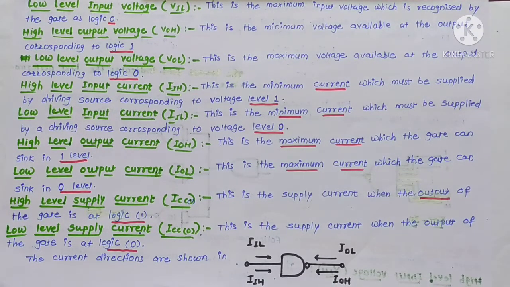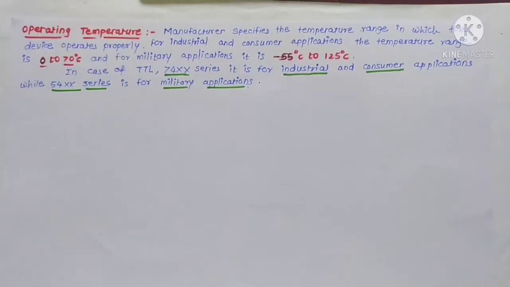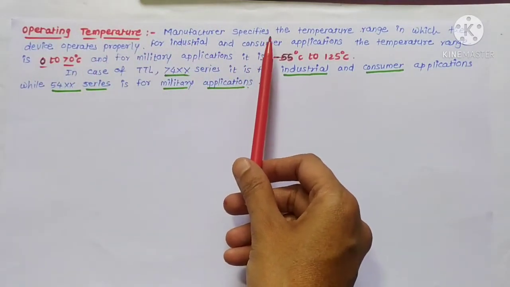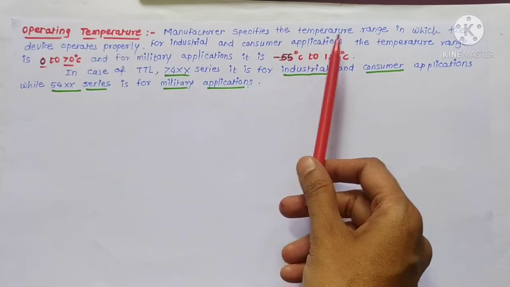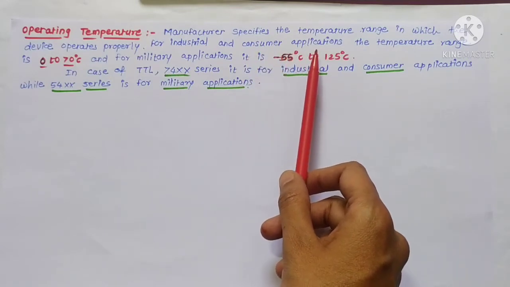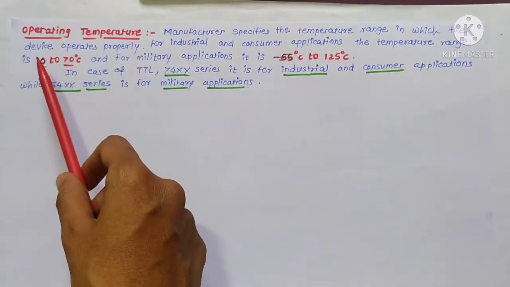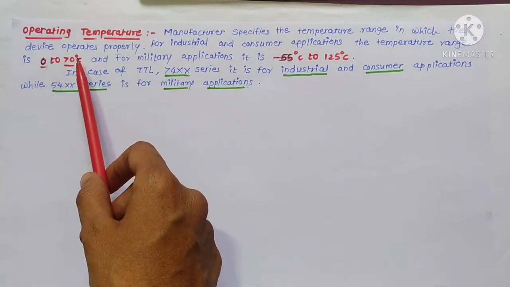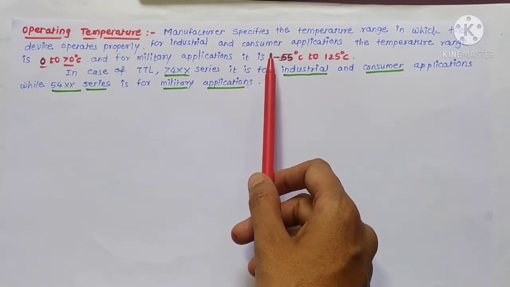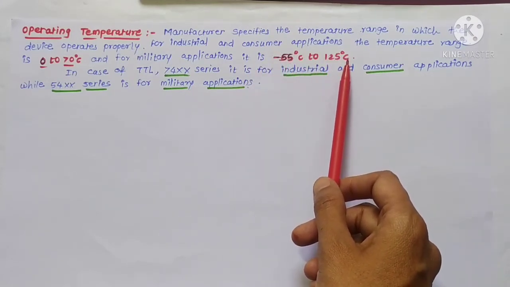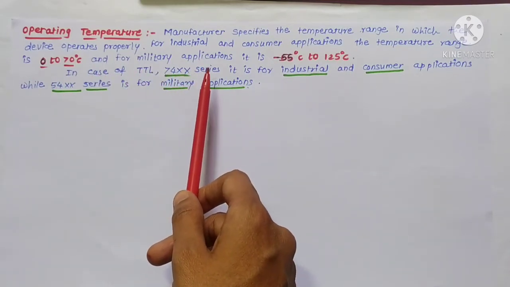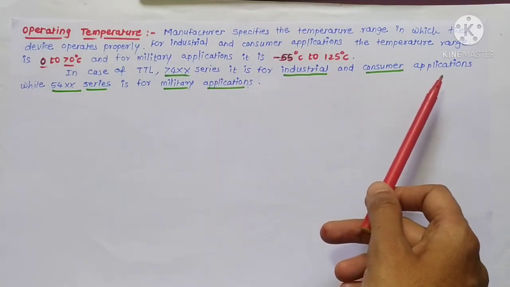Now let us see the last characteristics, operating temperature. Manufacturer specifies the temperature range in which the device operates properly. For industrial and consumer applications, the temperature range is from 0 degrees Celsius to 70 degrees Celsius, and for military application it is about minus 55 degrees Celsius to 125 degrees Celsius. Students, in case of TTL 74XX series, it is for industrial and consumer applications.